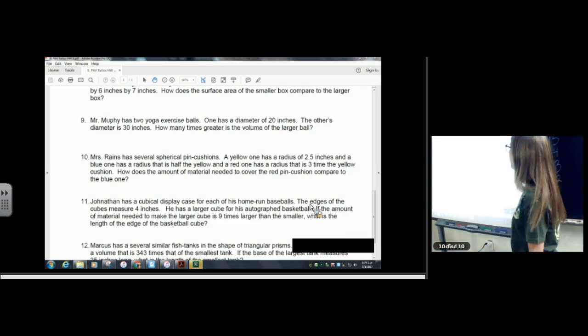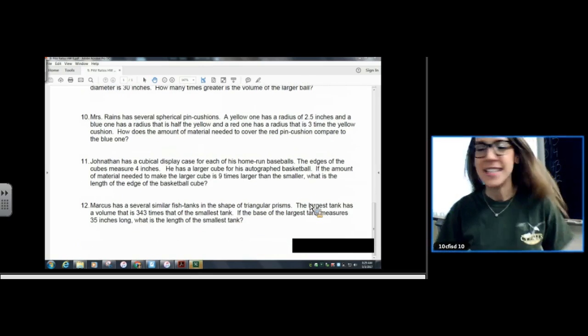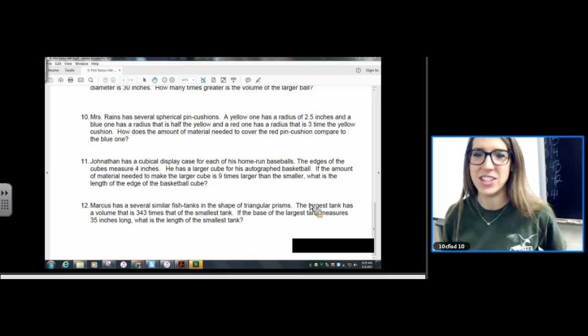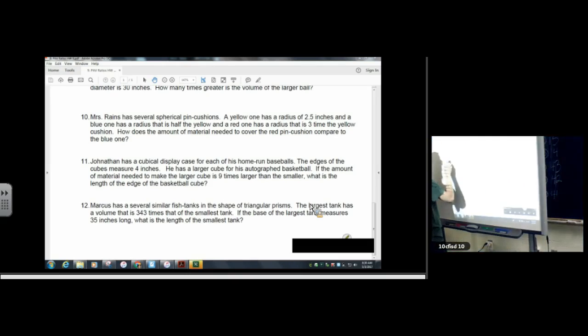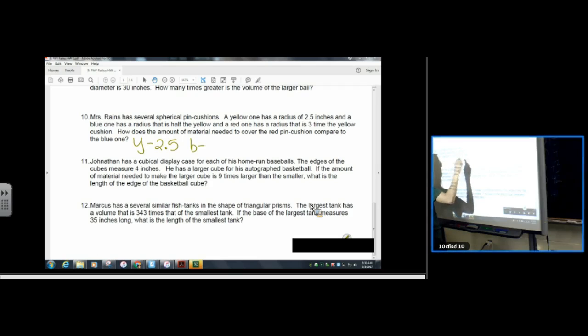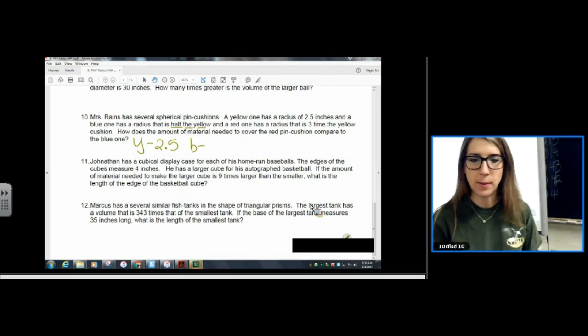Number 10. Miss Raines has several spherical pin cushions. I guess she's a big sewer. A yellow one has a radius of 2.5. The blue one has a radius that is half the yellow. So let's go ahead and just write down what the radius of the blue one is.